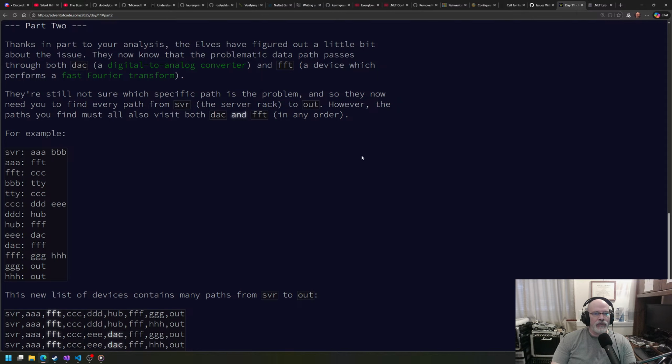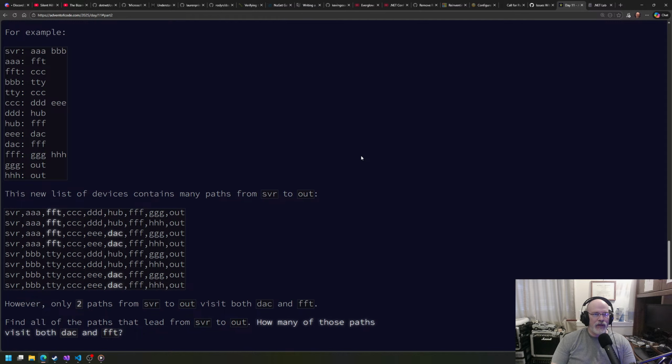Anyway, they're still not sure which specific path is the problem, and so now they need you to find every path from SVR to out. However, the paths you find must all also visit both DAC and FFT, in any order. For example, this new list of devices contains many paths from SVR to out. However, only 2 paths from SVR to out visit both DAC and FFT. Find all the paths that lead from SVR to out. How many of those paths visit both DAC and FFT?